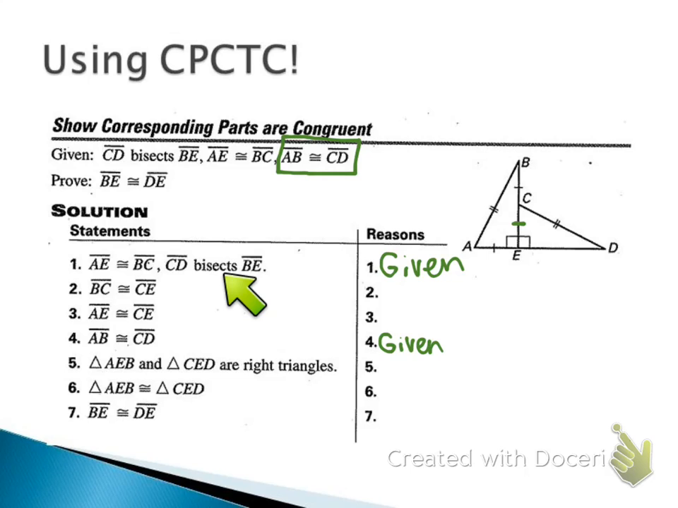Does this word mean anything to you? Yeah, anytime something is bisected, how many congruent parts are made? 2. So, the reason that these two are congruent is because BE was bisected. So that is actually the definition of bisect. It means to make 2 congruent parts. So that's how I know those 2 things are congruent.